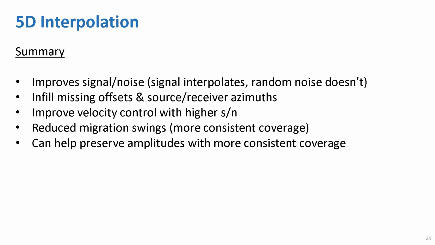So in summary, 5D interpolation can improve signal to noise, partly because signal interpolates and random noise doesn't interpolate. We infill missing offsets and source receiver azimuths. Where there was no data before, we're writing new traces now. You can improve your velocity control because we've got higher signal to noise and we've got more fold coverage. It can reduce migration swings because we have more consistent coverage everywhere. And it can help preserve amplitudes because everything's consistent. Our fold is more consistent.